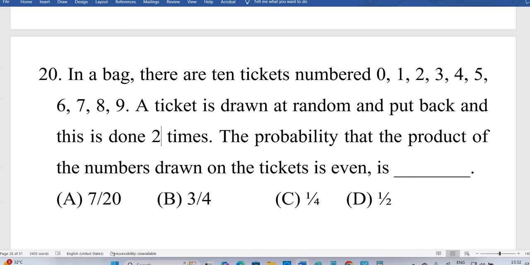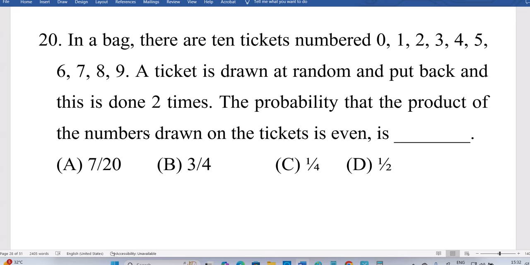So what's the answer? See, first time what is the total number of tickets? 10. Second time also 10 because you put back. Generally second time will be 9, but here you put back, denominator is 10 and 10 only. So denominator 10 into 10, 100. It is replaced, you put back. Now probability of the numbers you picked, the product must be even.